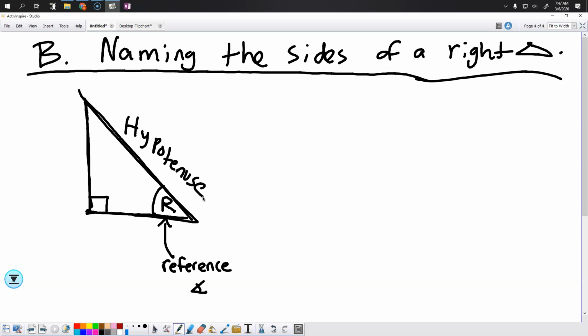However, how we name the other 2 sides is going to be based on what reference angle you're working with. Here's what the other 2 sides are called: opposite and adjacent. Now if I say opposite, you can only tell me what the opposite of something is if you know what that something is to begin with, right?